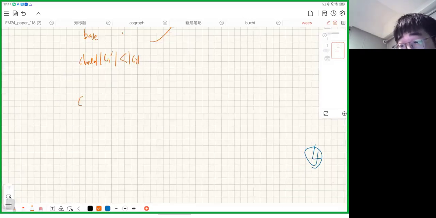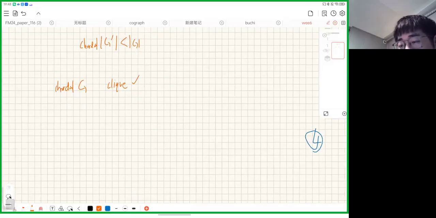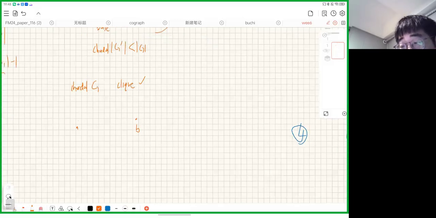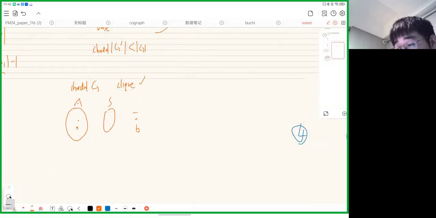If chordal G is a clique, then we are done. And if it's not a clique, we can find some vertices A and B that are not adjacent, because it's not a clique, so we can always find some A and B that are not together. Then let's find the minimal separator of them. That's called S. And let's call this component A and this component B.